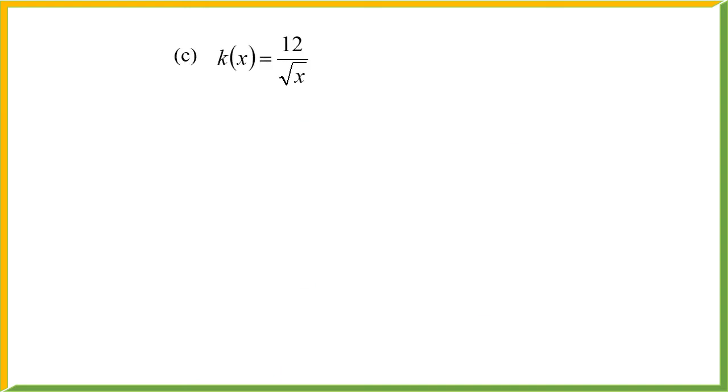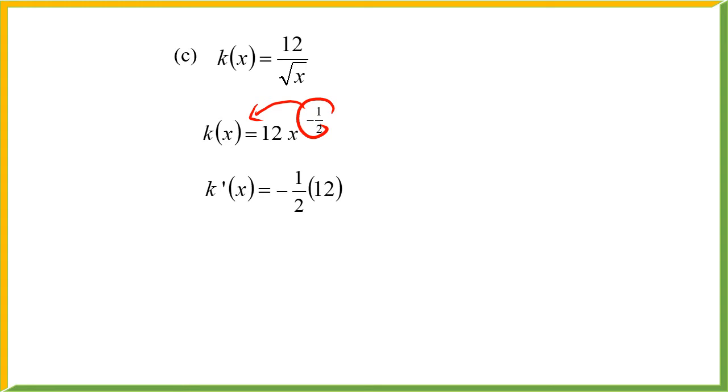And then for question C, k of x is equal to 12 divided by the square root of x. After we simplify, it will be 12 times x to the power of negative 1 over 2. So for k prime of x, we write down the 12, and then we bring the power negative 1 over 2 to the front. So negative 1 over 2 multiplied by 12, and x will be to the power of negative 1 over 2 minus 1. Simplify everything: the coefficient here will be negative 6, and then x to the power of negative 1 over 2 minus 1 is equivalent to negative 3 over 2.